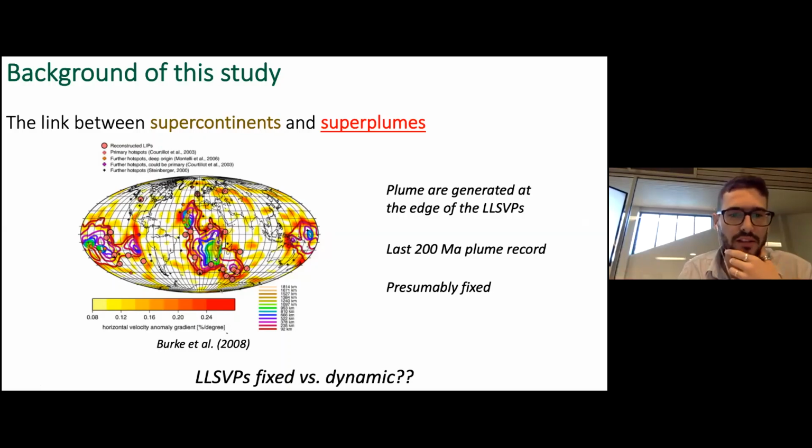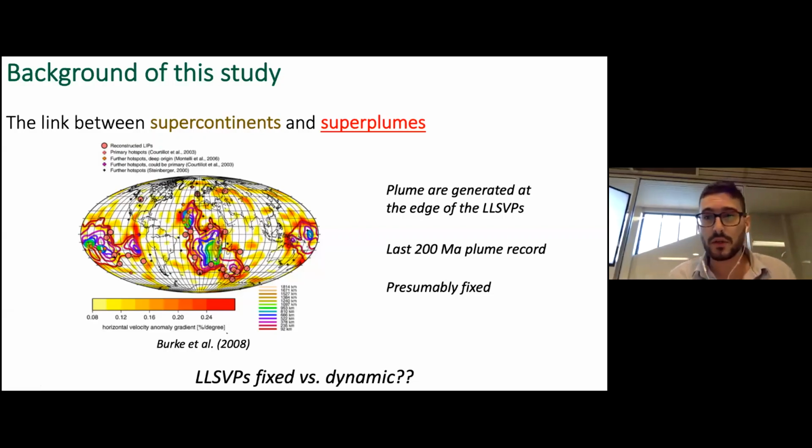In that paper by Burke et al. 2008, using paleogeography, they reconstruct the position of the large igneous provinces and hotspots when they were formed. What you see on that map is that most of the LIPs for the last 200 million years formed at the edge of the LLSVP, the African LLSVP or the Pacific LLSVP. Based on this study, these authors said that for 200 million years, the LIPs and the hotspots are forming in the same place. So basically the LLSVP should be fixed. They are not moving, and they're producing the hotspots at that place for at least 200 million years. And they postulate that it has been the case since their formation, probably from the beginning of the Earth.